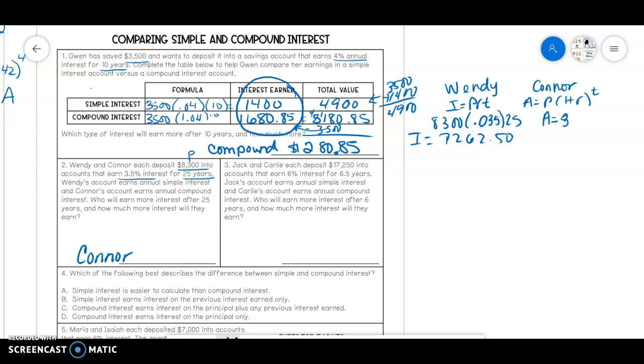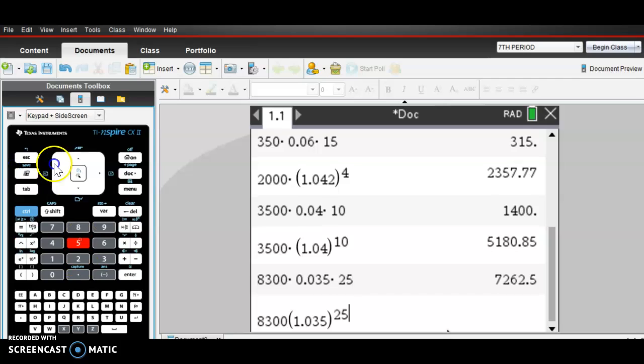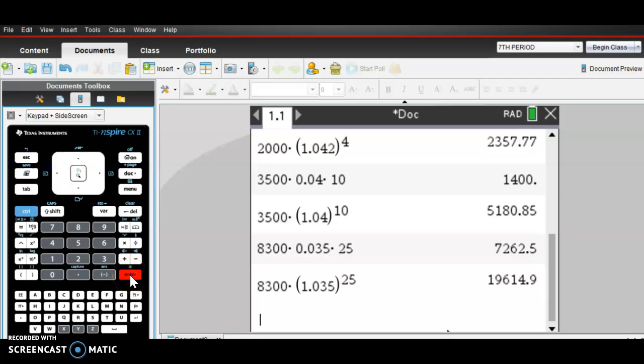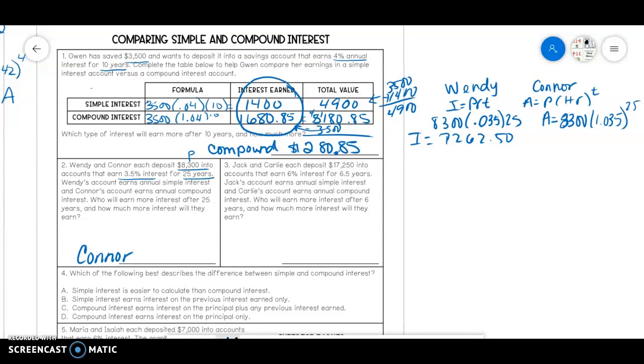So we're going to say 8,300 times 1.035 to the 25th power. So this, remember, includes the 8,300. So to find the interest, I need to take out the 8,300. So Connor's interest is 11,314.9. And that is what we need to subtract to find the answer to this.